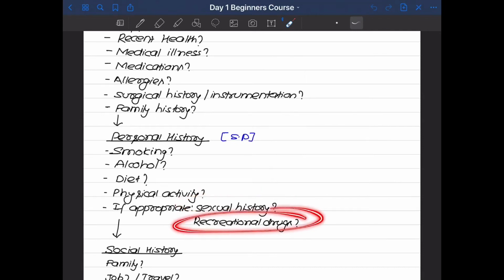Then recreational drugs. Mr. John, when people are having this kind of problems, they might turn to things which they think might help them cope with. For example, recreational drugs. I'm just wondering if you do any of these. Okay, you are asking about recreational drugs in a non-accusatory way.